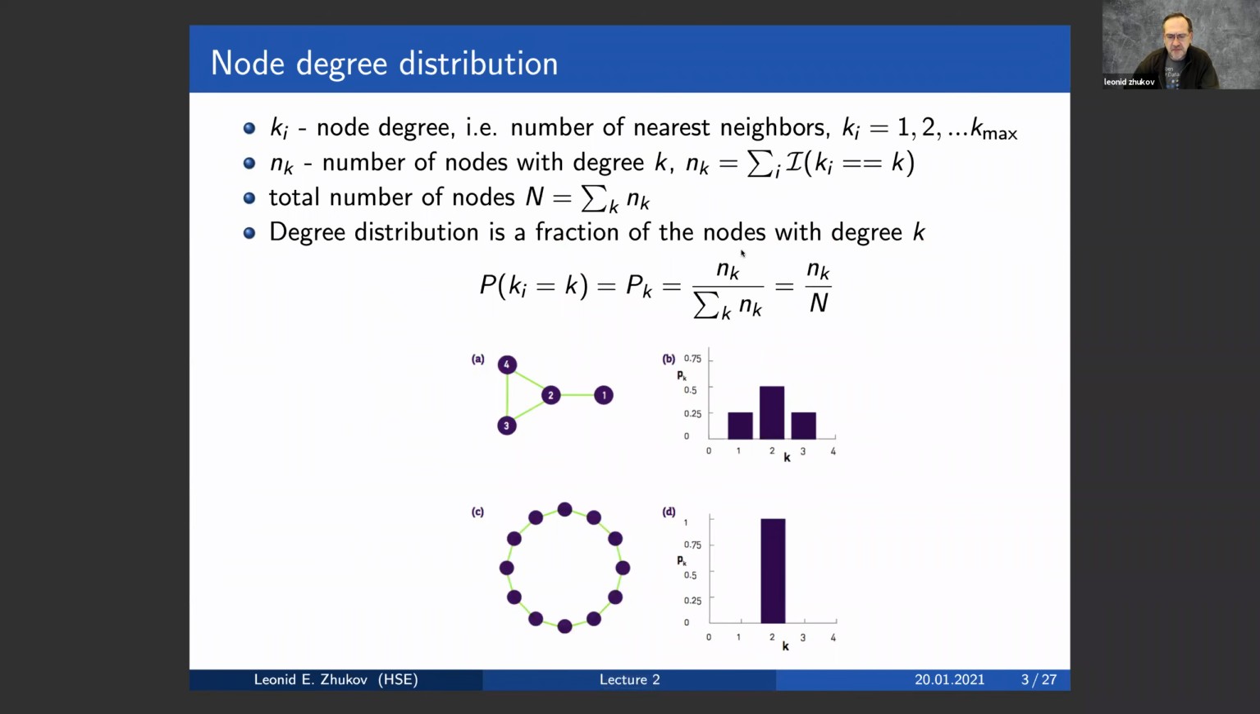So just a quick reminder, we talked about it last time, and I hope you remember it, that when we talk about networks and nodes, there is a node degree, which is just the number of nearest neighbors, and the degree distribution is calculated as the ratio of the number of nodes of that particular degree divided by the total number of nodes. It's a discrete distribution because obviously node degree is a discrete number, right? And so that's why it's a discrete distribution.